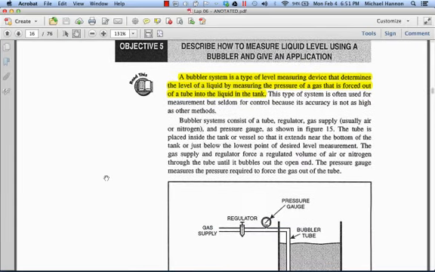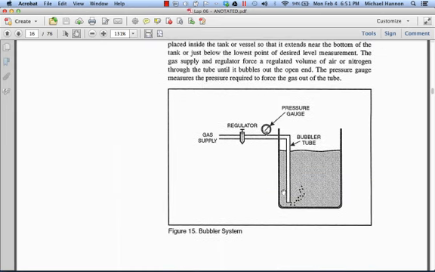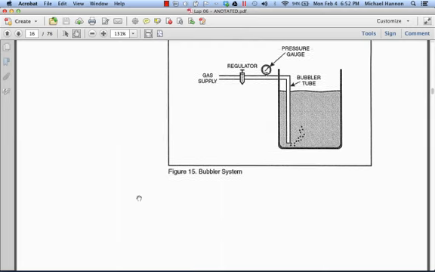All right, one of the last ones is the bubbler system. The bubbler system uses actual bubbles. It measures the pressure at which the bubbles have to be pushed out of the bubbler tube, and that particular pressure corresponds to the level of the tank. It's going to take more pressure to push the bubbles out when the tank level is higher, and less pressure when the tank level is lower. That's how the bubbler system works.